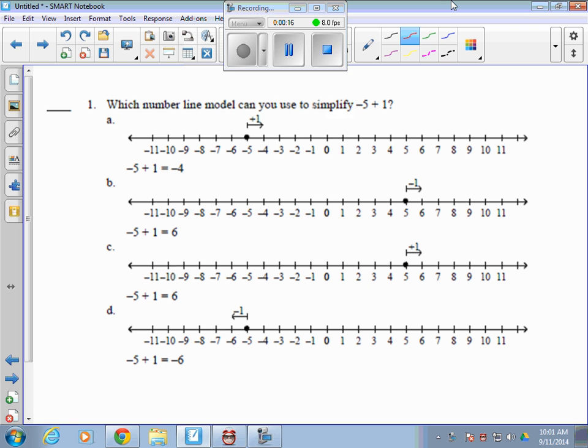plus 1? First off, negative 5 is where you're going to start. So any number line that starts at positive 5, such as B and C, you can't use either one of those. So A and D may work. A says negative 5 plus 1. You know that plus means to go to the right, and minus means to go to the left. So if it goes to the right, we plus 1.